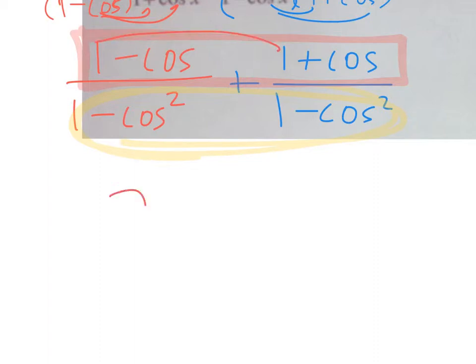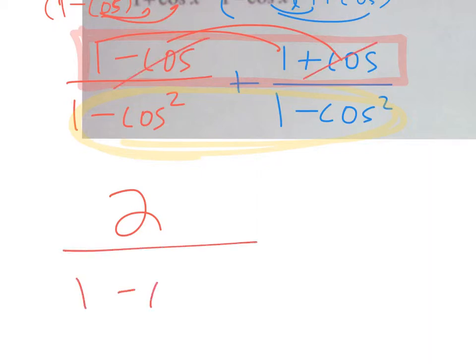1 plus 1, well, that's 2. Negative cos plus cos, well, that's gone. And on the bottom, I just have 1 minus the cosine squared.